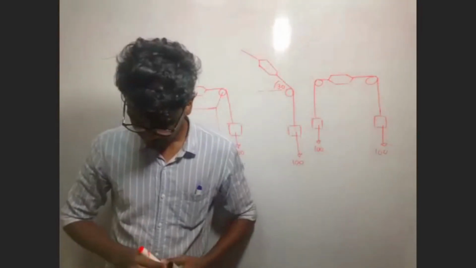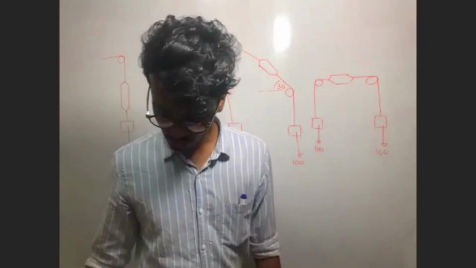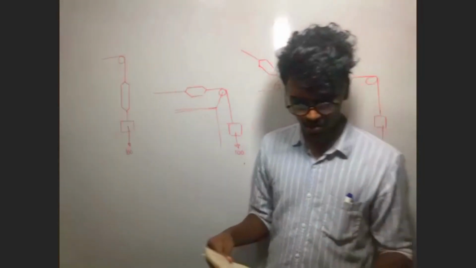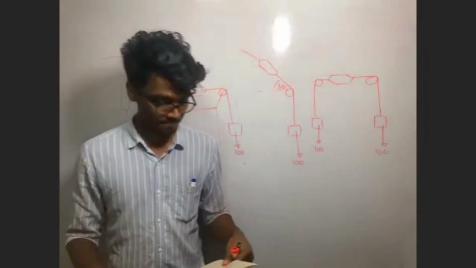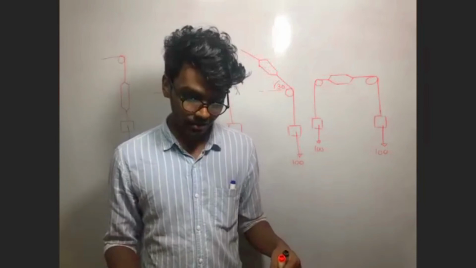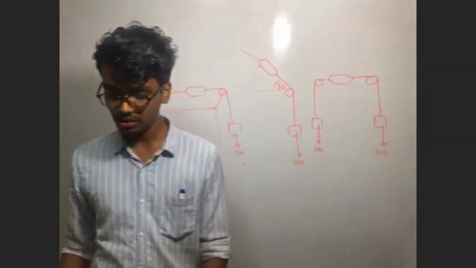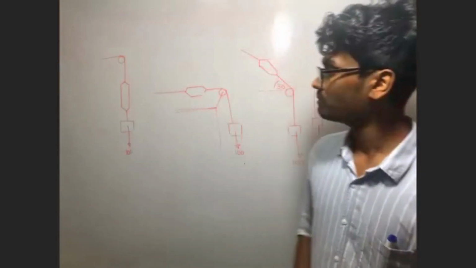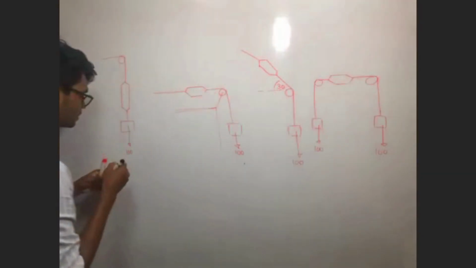Okay, let's see. The same figure ABCD shows 4 ways in which a light spring balance can be loaded with a weight of 100 newtons using a frictionless pulley. We need to find the scale readings of the spring balances in the 4 cases. If you see, the first one is definitely 100.